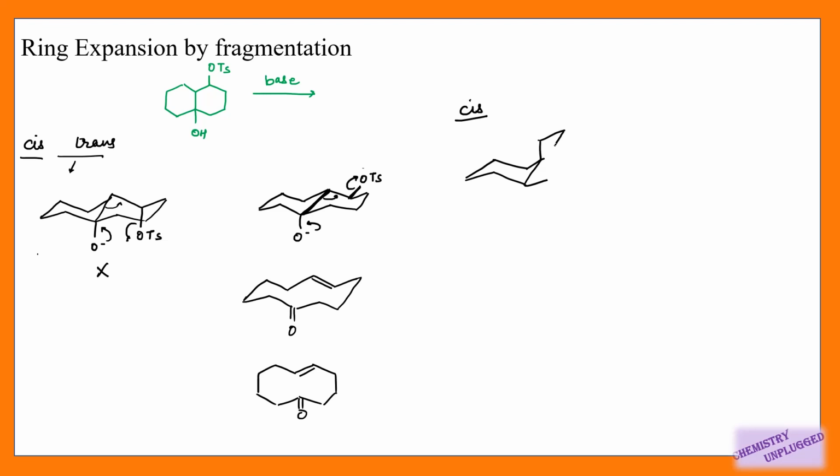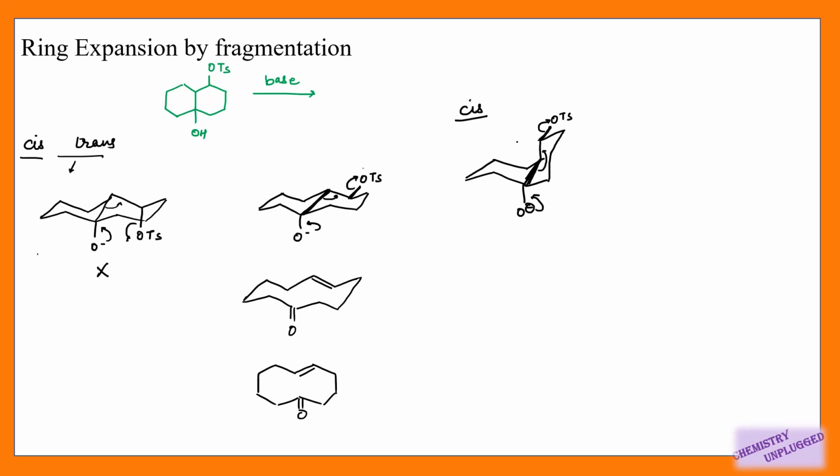Now I can draw a second ring here, right? And we have O minus attached here, and we have tosylate at this position, right? So if this bond shifts here, this tosylate is removed. So these two bonds, this one and this one, are anti-periplanar to each other.